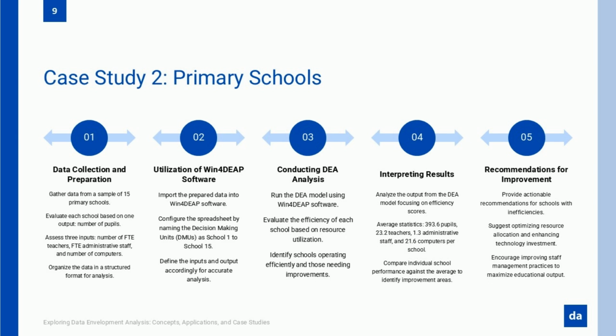DEA spits out efficiency scores showing which schools are rocking it and which ones need help. But it doesn't stop there. It also suggests how to improve. Maybe one school needs to hire more teachers, while another could get better results by reallocating staff or investing in tech. It's not just about pointing out problems, it's about offering solutions.